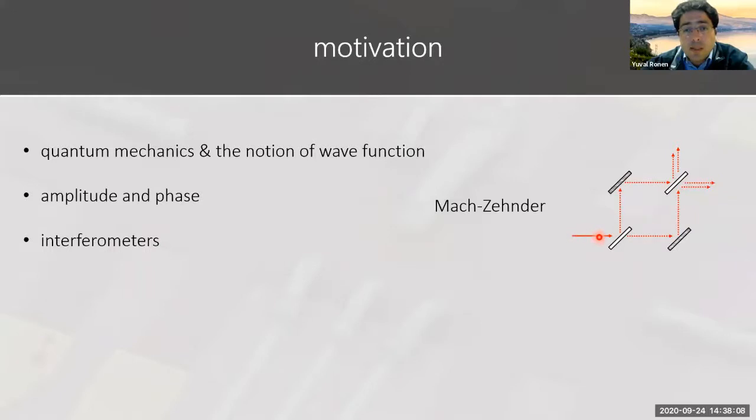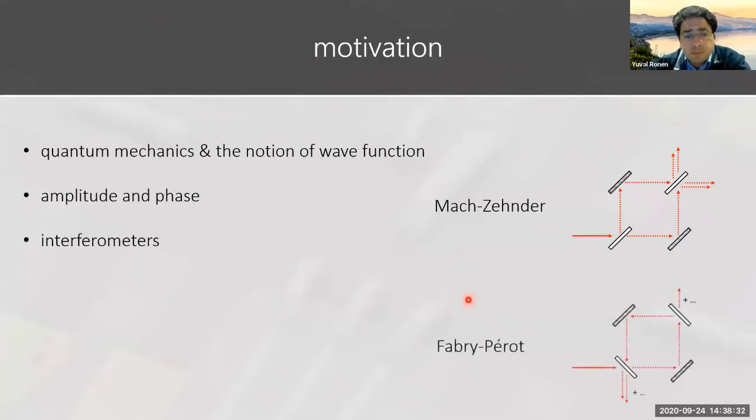Another path can be transmitted from the second beam splitter and then reflected from the first beam splitter. So basically there are two paths for the photon to come to this detector or to this detector, and the optical length difference between these two trajectories will dictate if the photon will come here or will come here. So a Mach-Zehnder is basically a two-path interferometer.